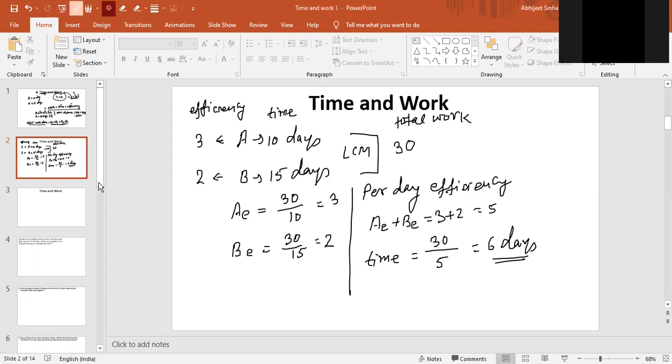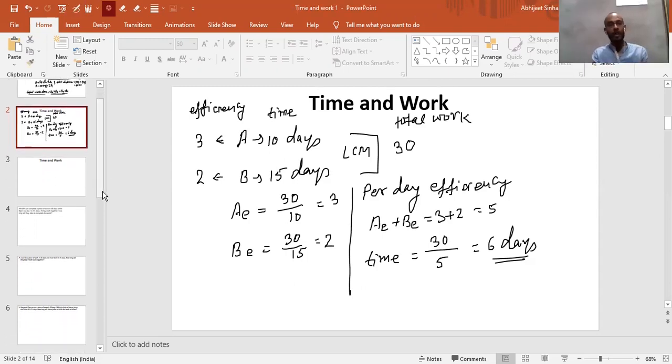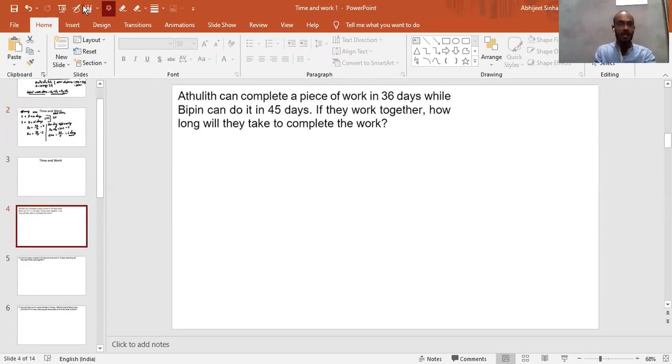Very good. So now we'll move to some basic questions of this similar type, and let's see. Let me try this first question for you. Atulit can complete a piece of work in 36 days, while Bipin can do it in 45 days. If they work together, how long will they take to complete the work? What time will it take?